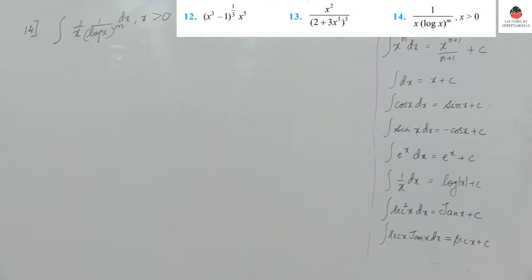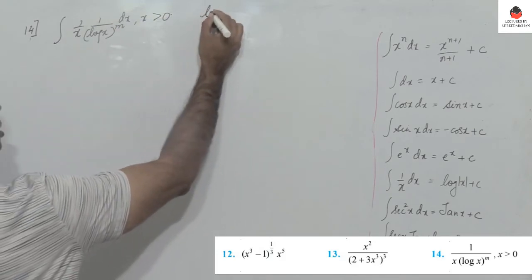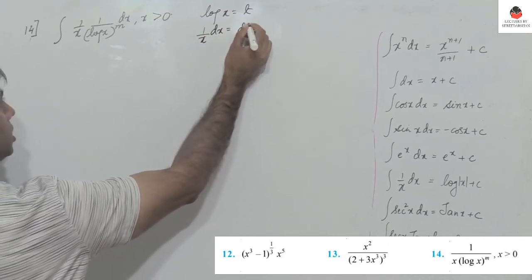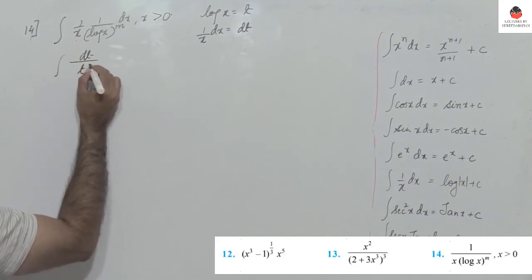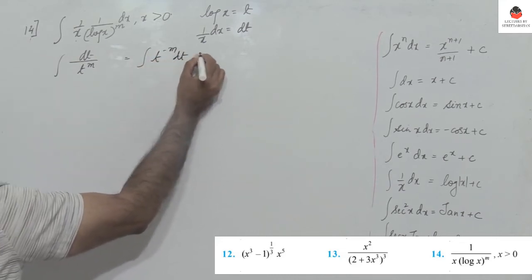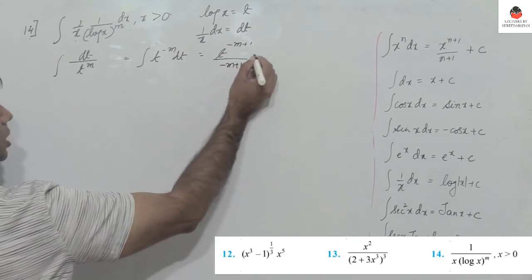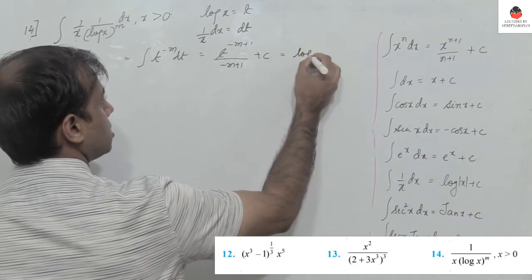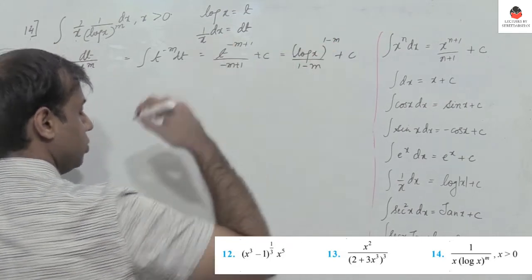So here you have 1 by x into 1 by log x whole power m dx, where x is greater than 0. So again put log x equals t. So if I differentiate log x, I get 1 by x dx is equal to dt, right? So integral 1 by x dx is dt divided by t power m. So this is integral t power minus m dt, which is t power minus m plus 1 divided by minus m plus 1, plus c. So what is t? T is log x. So you have log x, so this can be written as log x power 1 minus m divided by 1 minus m plus c. So this is the answer.